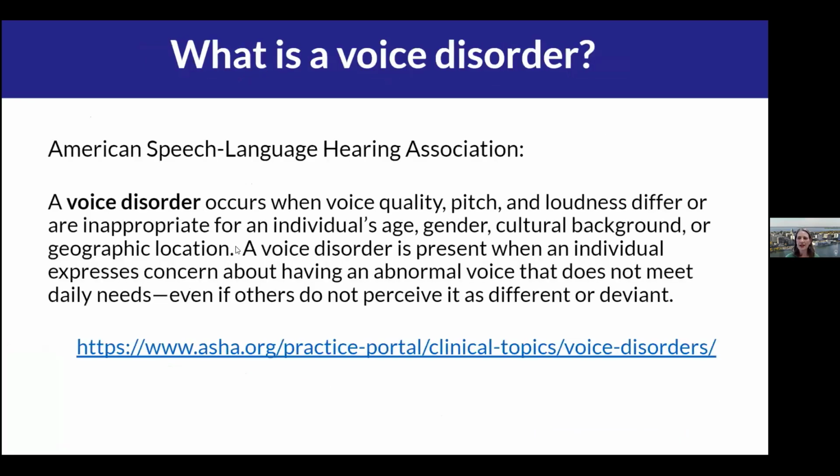So what is a voice disorder? According to ASHA, I'm going to read it because it's very specific. A voice disorder occurs when voice quality, pitch, and loudness differ or are inappropriate for an individual's age, gender, cultural background, or geographic location. In addition to that, a voice disorder is present when an individual expresses concern about having an abnormal voice that does not meet daily needs, even if others do not perceive it as different or deviant. So there may be things beyond what the voice sounds like that impact somebody's daily needs, or in the case of school-based services, academic educational performance.